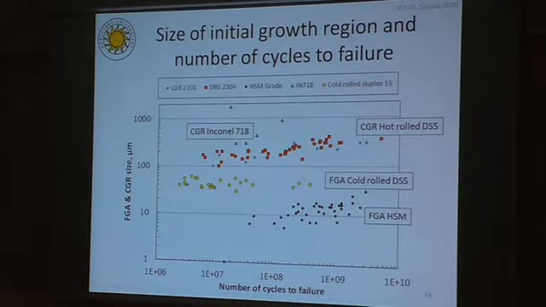Here we can see the size of FGA and crystallographic growth region plotted against the number of cycles to failure for each failed specimen. Each data point corresponds to the size of FGA and crystallographic growth region that was measured on the fracture surfaces of the failed specimens. What we can say is that the size of the fine granular area is much smaller compared to the size of the crystallographic growth region that was observed on the fracture surfaces.